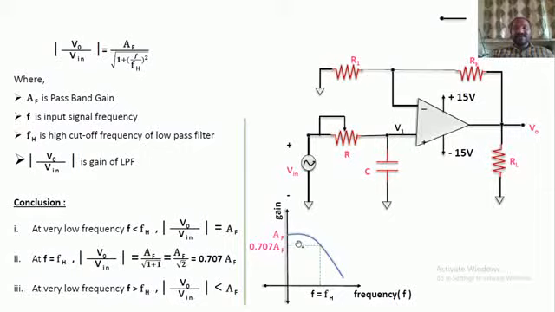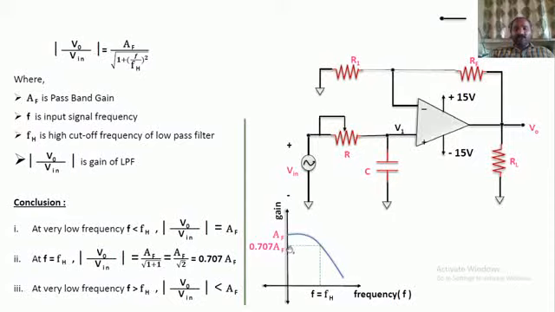A simple way of explanation: calculate the AF value. In the graph, on the y-axis, you will come to know the AF value. AF is nothing but the gain, the maximum gain of that particular filter. Divide this by root 2, that is 1 by root 2 times, then you get 0.707.